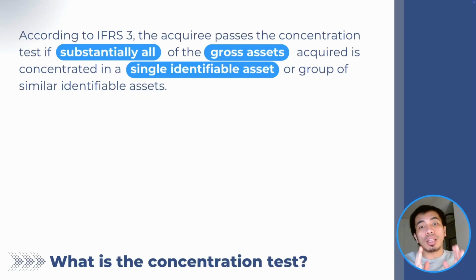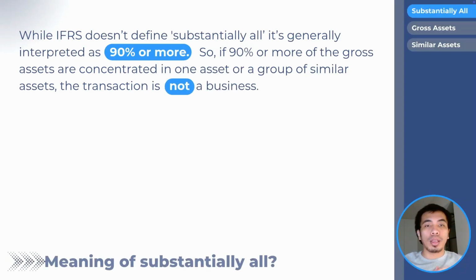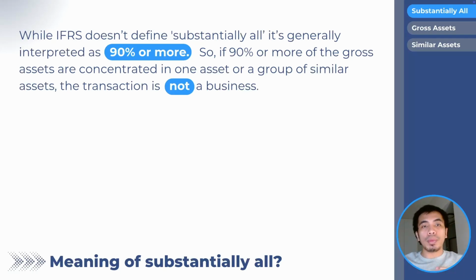So basically, this definition has three key components. Number one, what is the meaning of substantially all? Number two, how do we compute the gross assets? And number three, what constitutes a single identifiable asset or group of similar identifiable assets? So we will be discussing them one by one so that you know how to apply the requirements of the standard.